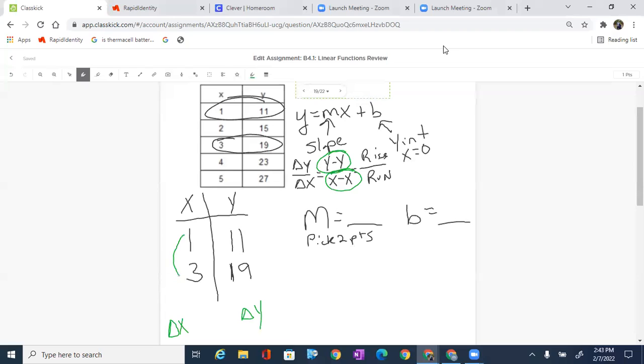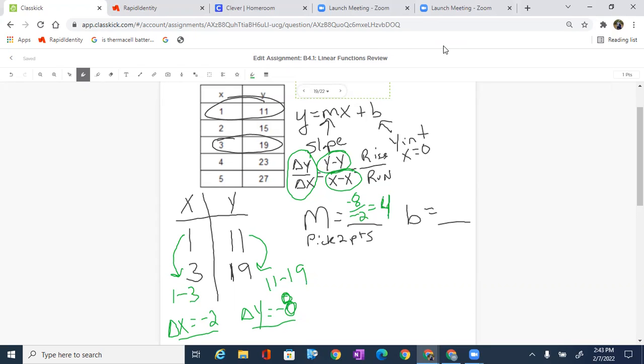So I simply say, what is 1 minus 3? 1 minus 3 is -2. Then, what is 11 minus 19? 11 minus 19 is -8. So what I have is my change in y and my change in x, and I just write it as a fraction: -8 over -2, but I do want to simplify that. -8 divided by -2 is simply 4. So there is the slope.